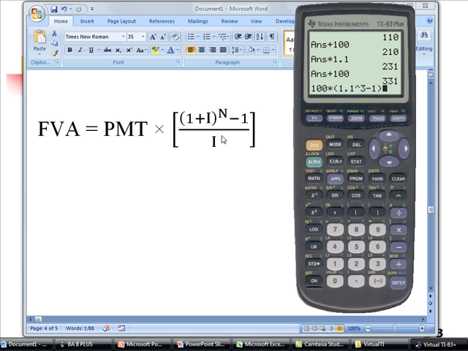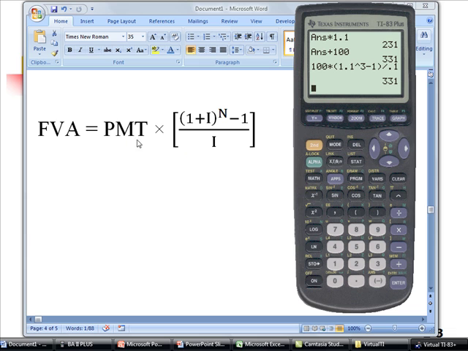Then you've got to divide the whole thing by i. And since we're using a formula, we're going to put that in decimal form. I'm dividing by 0.1. And of course I do get the answer I'm supposed to get, which is 331. Another way that you can sometimes solve a problem like this is to look this factor up in a table. There are some textbooks and some other sources where you can look up future value interest factors for annuities, and you can just look up 3 years, 10%, and the table will tell you that the factor is 3.31 in that case.